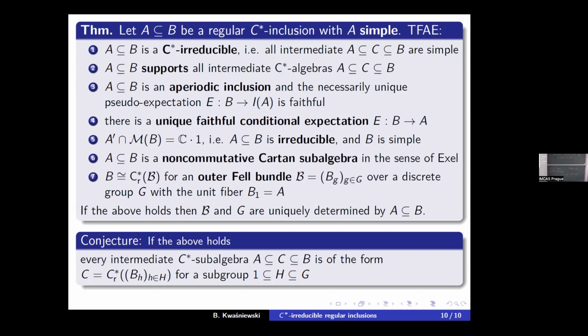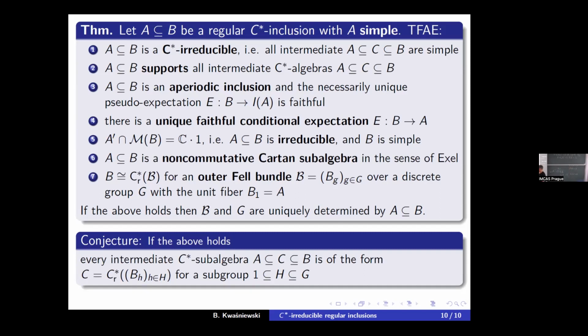So if the above holds, it should be true that every intermediate C*-algebra is given by a subgroup of this group G. So whenever you have a subgroup of G, as in this product case, then there's this Fell bundle restricted to the subgroup. You can also form the reduced C*-algebra of it, and it sits naturally in B. So every C*-algebra like this is an intermediate C*-algebra.